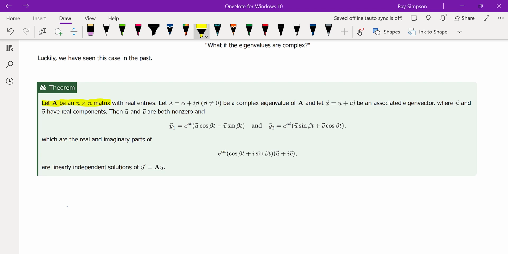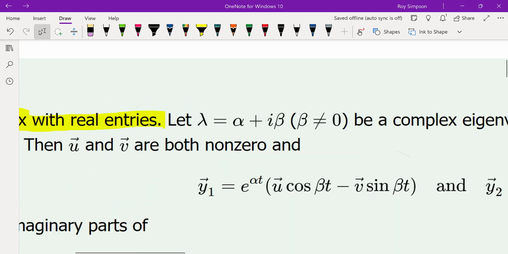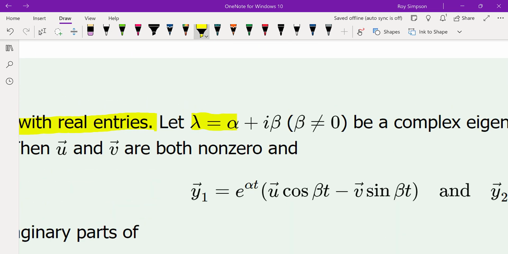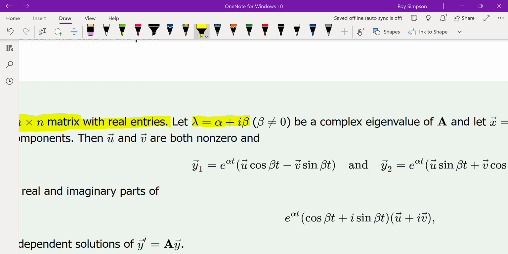systems of a homogeneous system of differential equations, you're always going to have a square matrix, period. Also suppose that the matrix itself has real entries. Complex valued entries are for a completely different course. Now suppose that lambda, which is equal to alpha plus i beta, where beta is non-zero, is a complex eigenvalue of A. One thing I want to mention before I continue this sentence.